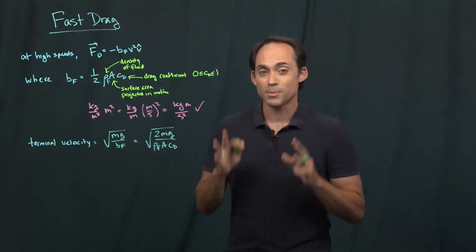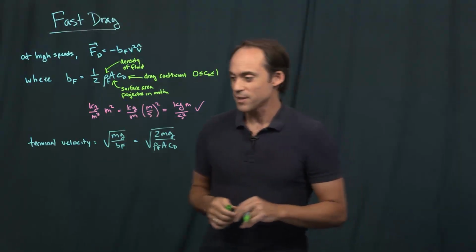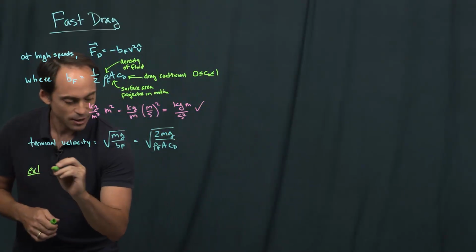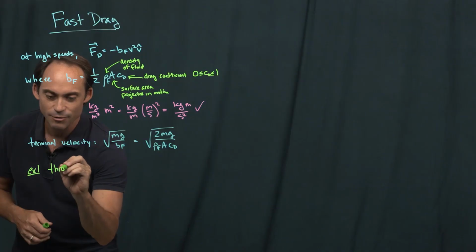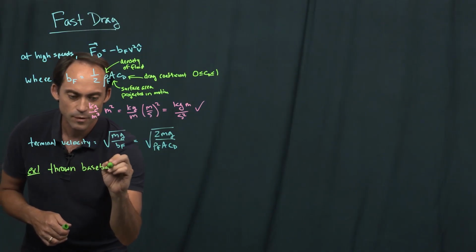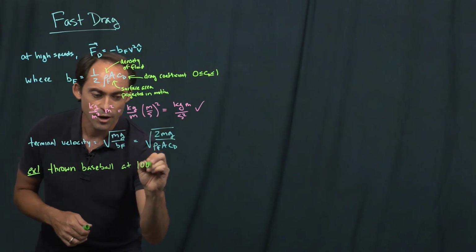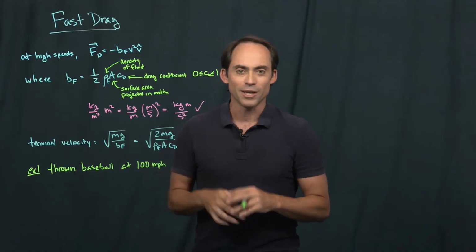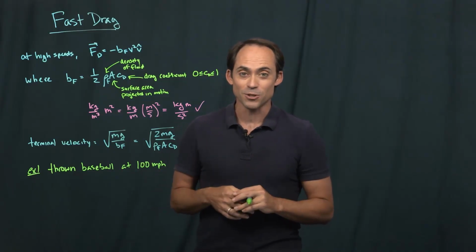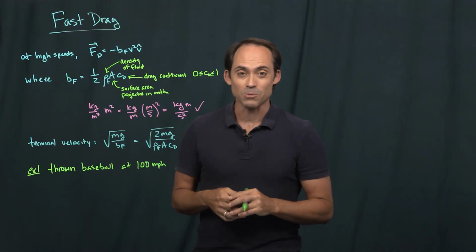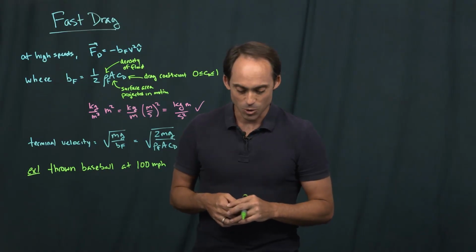So let's look at a specific quantitative example of this in the area of baseball. We can look at what is the drag force acting on a thrown baseball at 100 miles per hour. This is a baseball pitched by some of the fastest pitchers in the National League, and we can see what kind of drag force is acting on that baseball as it's going from the pitcher's mound to the batter.